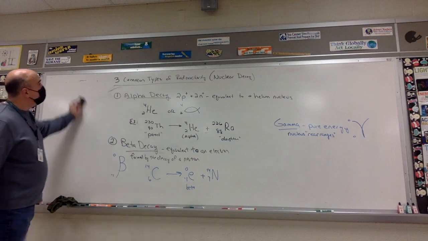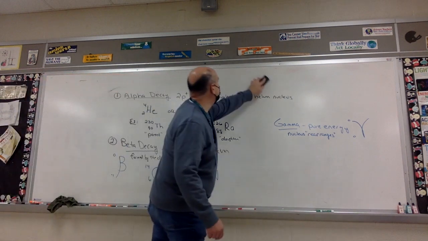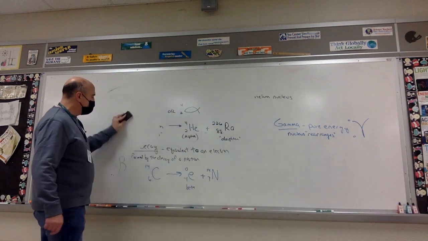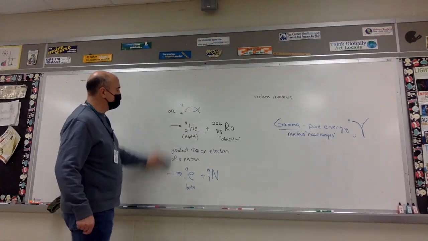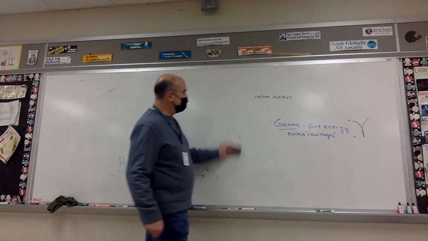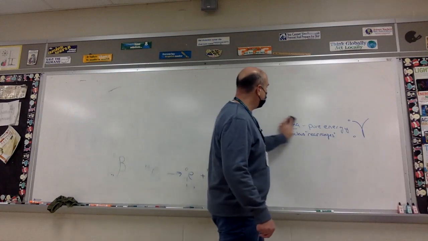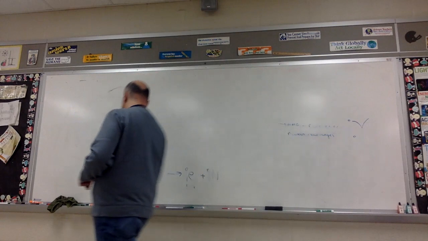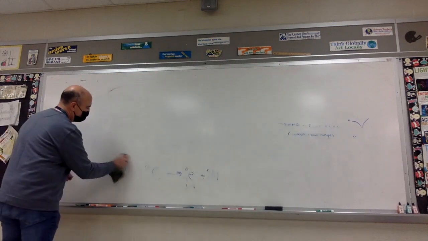All right. So we're going to do a little activity. I don't know if we'll get done or not today. But you're going to determine the decay series of uranium-238. Uranium-238 is the most common form of uranium, most common isotope.